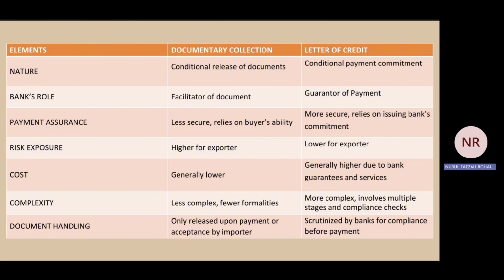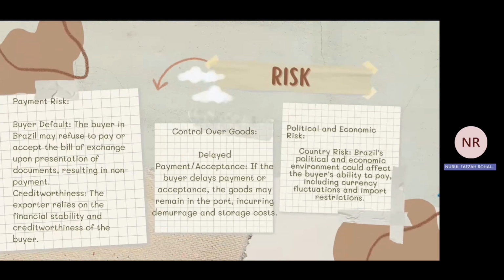So the last one, document handling. For DC, documents are only released upon payment or acceptance by the importer. For LC, documents are scrutinized by banks for compliance before payment.